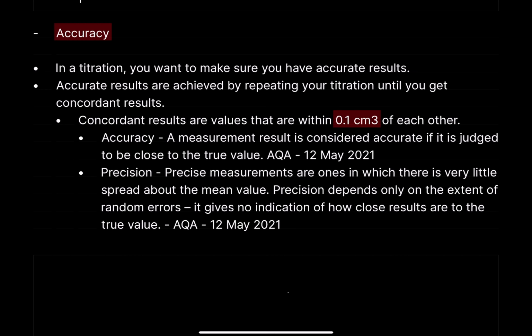Precise measurements are ones in which there is very little spread about the mean value. Precision depends on the extent of random errors. It gives no indication of how close results are to the true value. These are all the definitions from AQA. Essentially, accuracy is how far your results are from the true value, and precision is how close your results are to one another. If you were to draw a mean, they'd be roughly close to one another.